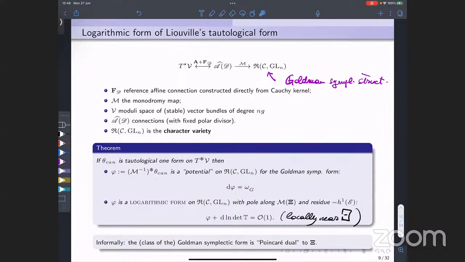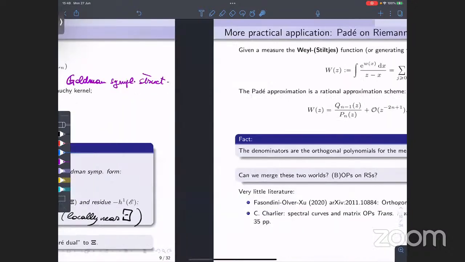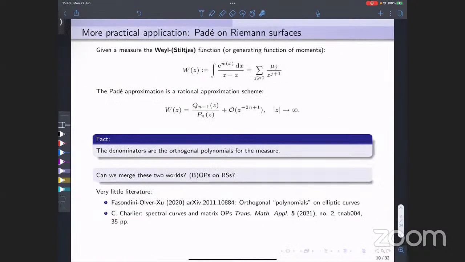Okay, so now I close this abstract part, and now I go to the concrete part. Okay, so more practical, and now I'm going to descend to Earth and stay with my feet firmly planted on the ground.